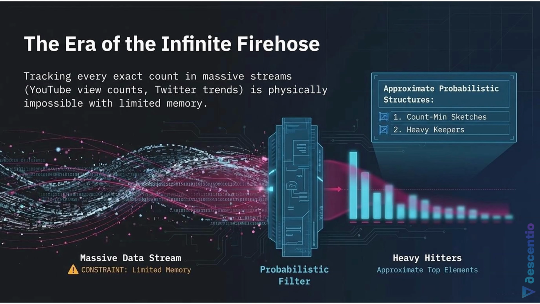But the brilliance of the count-min sketch is how it retrieves the count. How does it untangle the collisions? When you query a specific video ID, you check all the buckets it hashed to across the different rows. You then take the minimum value among them.